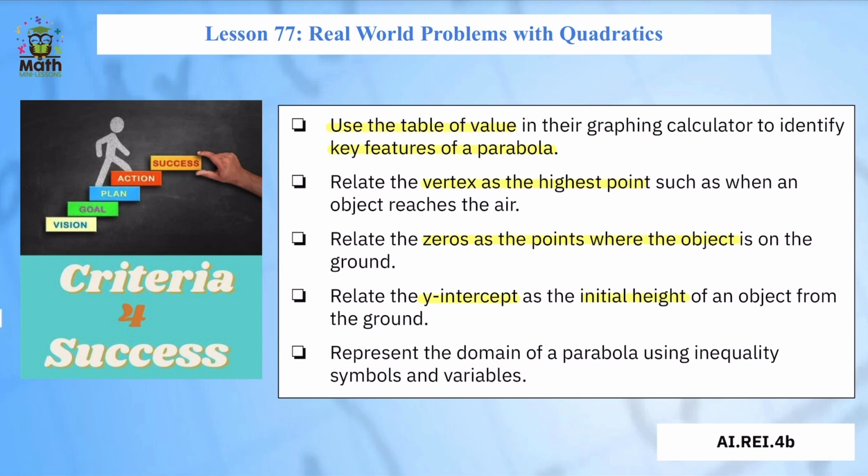Okay? And we're going to relate the y-intercept as the initial height of the object. So wherever we start from, because it may not be from zero. Like I might see a question where I'm standing on a tree or I'm at the top of a building. So that's our initial point. When our time is 0, x is 0, what is our y? That's going to tell us our elevation.